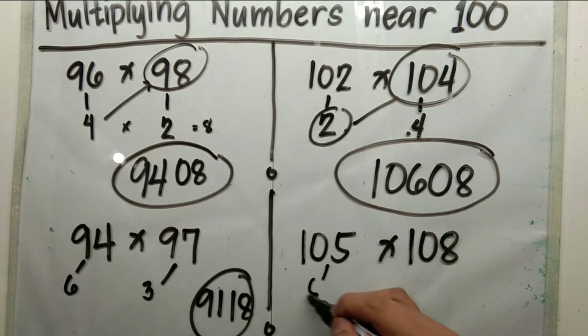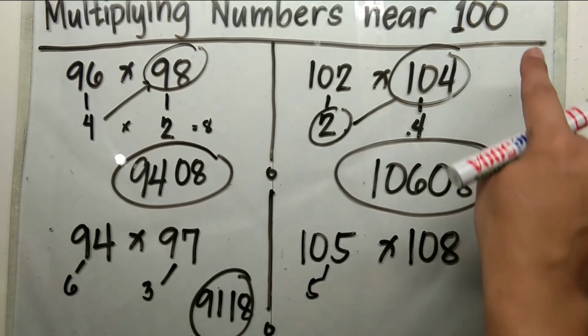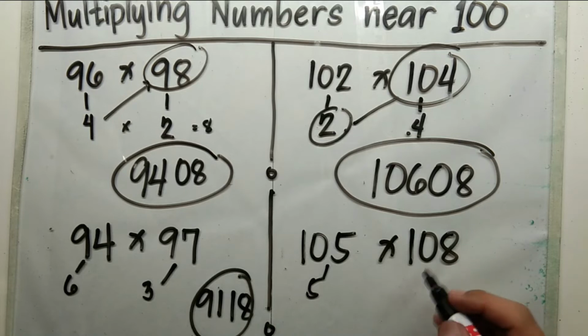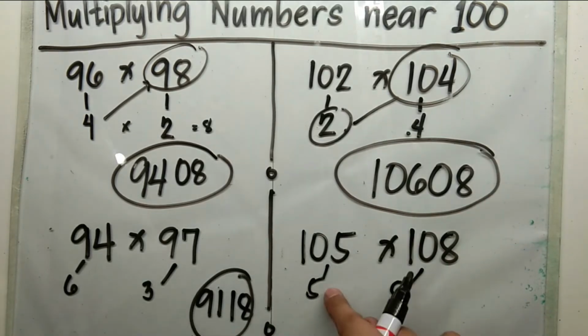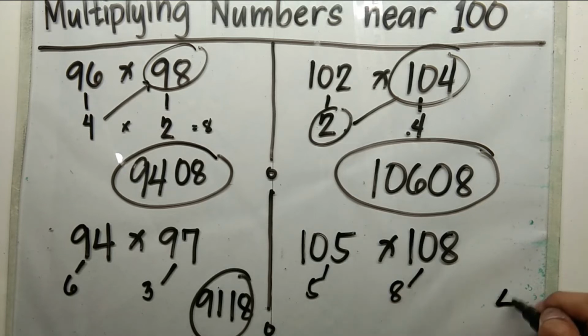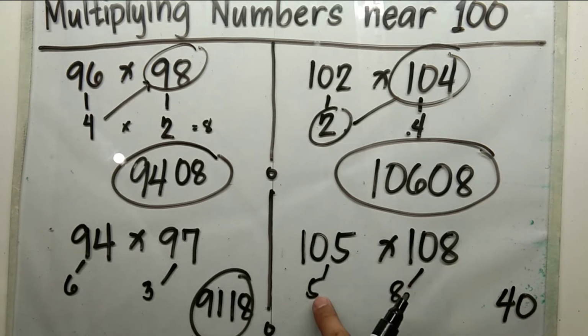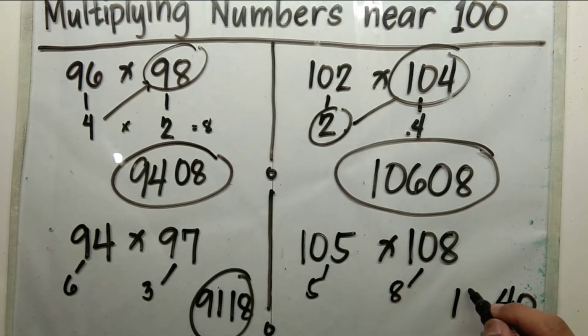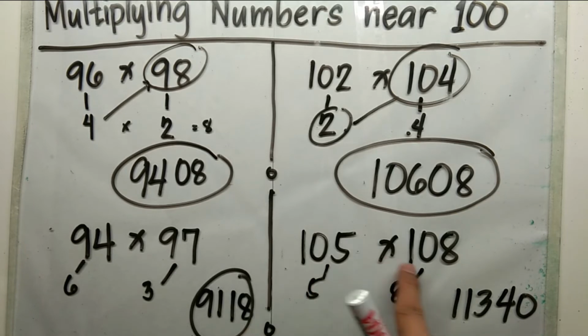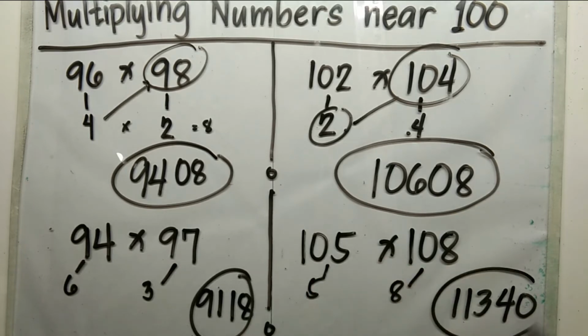Now try this example. Get the difference. 105 minus 100, 108 minus 100. Multiply 5 and 8, that's 40. Add 5 and 108, that's 113. So the product obtained when 105 is multiplied by 108 is 11,340.